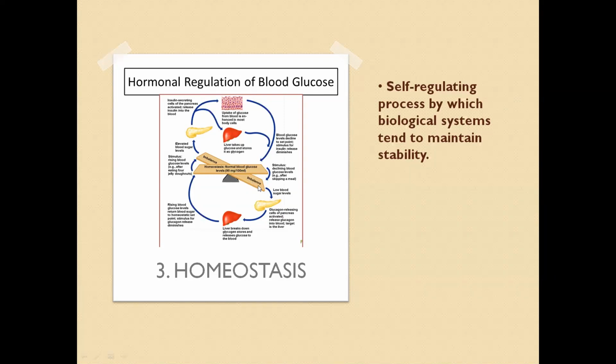What about when it drops? So, when our blood sugar level drops, our pancreas will now secrete a hormone called glucagon, which will activate the glycogen in our liver, which it will convert to glucose. So that glucose will be released into our bloodstream, and our blood sugar level will go back to its normal state. Okay, so that's one example of a self-regulating process or homeostasis.